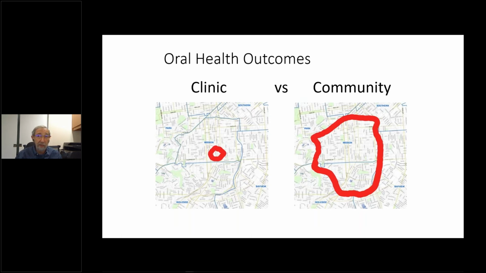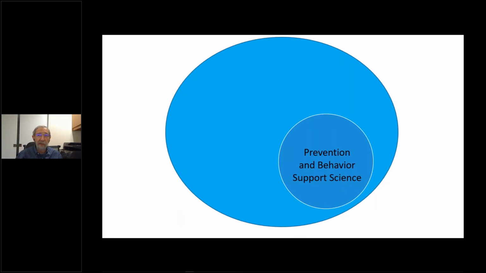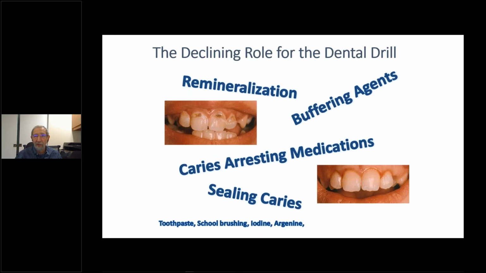The second point to just note is a dramatic increase in prevention and behavior support science. And of course, we don't have time to spend much time on that, but just all of the new things, from remineralization agents to buffering agents and caries arresting medication like silver diamine fluoride, and the ability to seal caries. It's not just that those are fabulous new tools in the dental profession, but these are all things that can be done by allied health professionals like a dental hygienist in a place outside of a dental office, like a school or a nursing home or a community center, that can keep people healthy without necessarily needing to make a trip into a dental office.